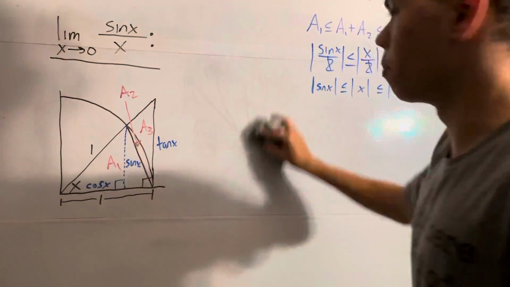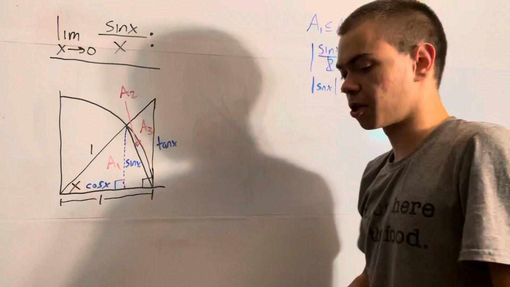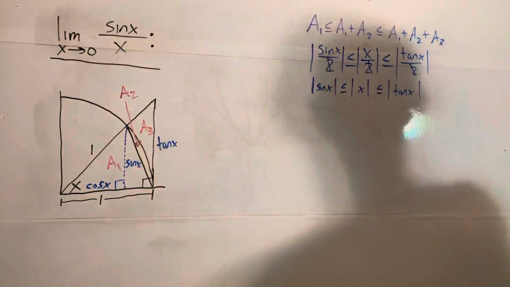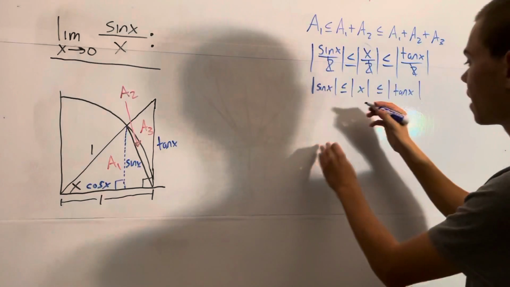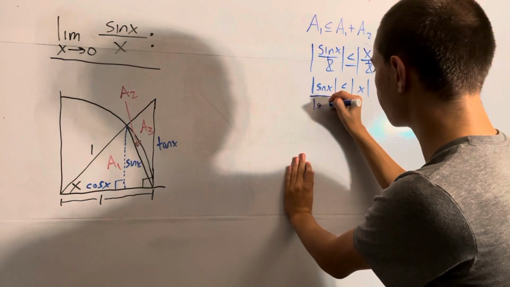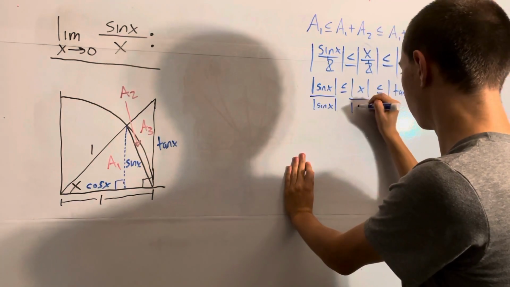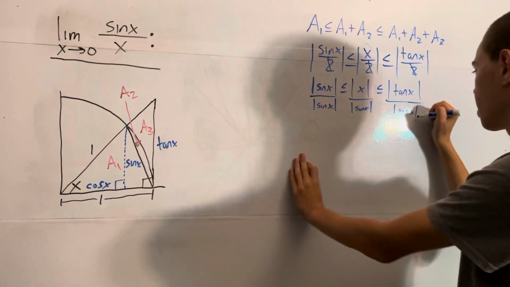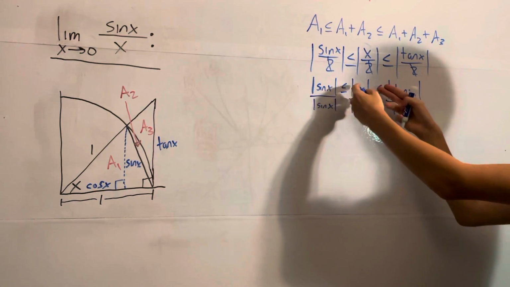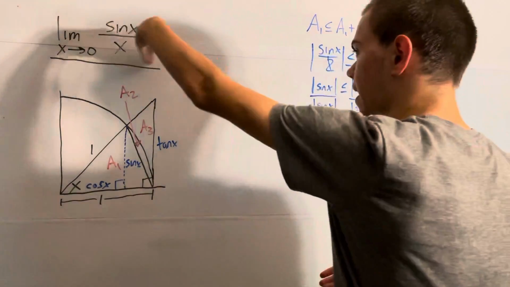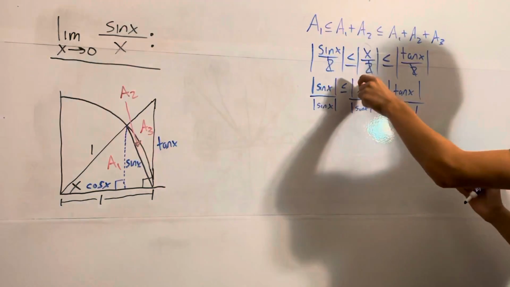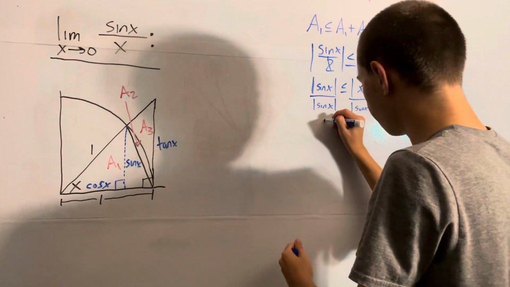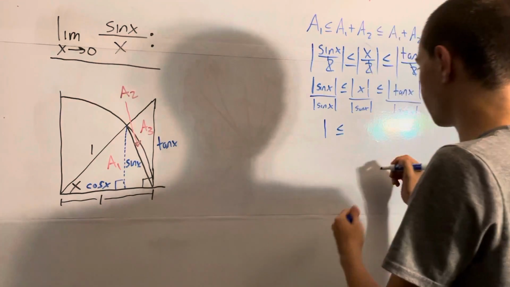Now we're ready to bring sine of x over x into the picture, which we haven't even done yet. That's fine, we can do that now. Notice how if we were to divide the absolute value of sine x, this middle term right here is going to have x over sine x, which brings this idea into the picture. It's just a fraction of x and sine x. And this right here is always going to be 1, so we get 1 is less than or equal to, right?